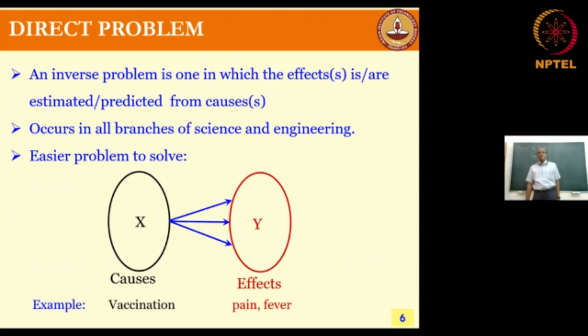An inverse problem is one in which the effects are used to estimate or predict the causes. It occurs in all branches of science and engineering. The easier problem to solve is X going to Y, cause going to effect.